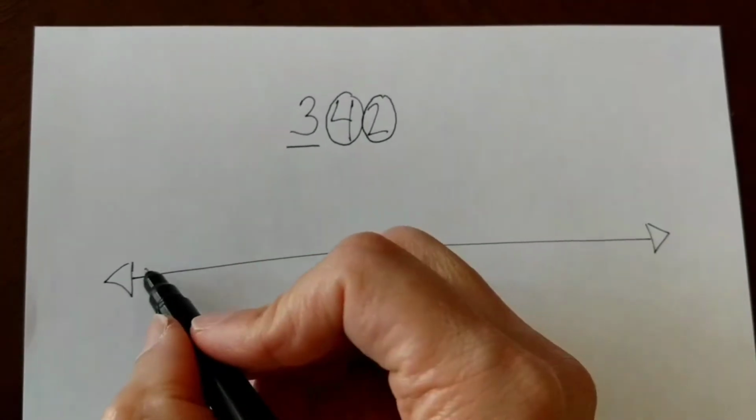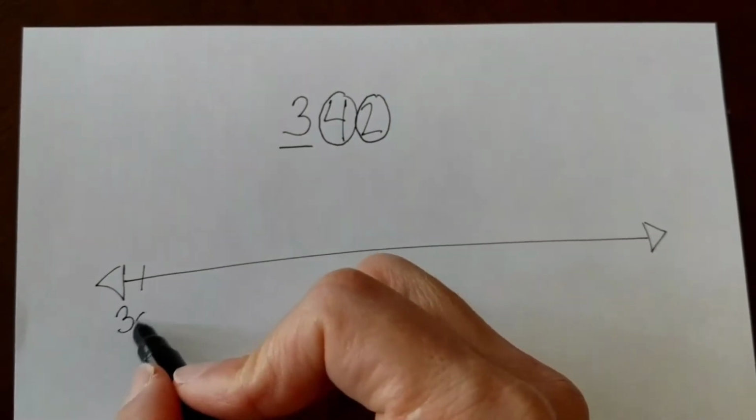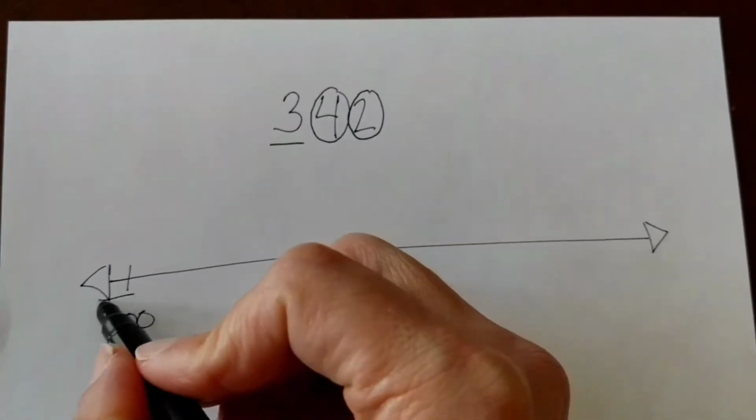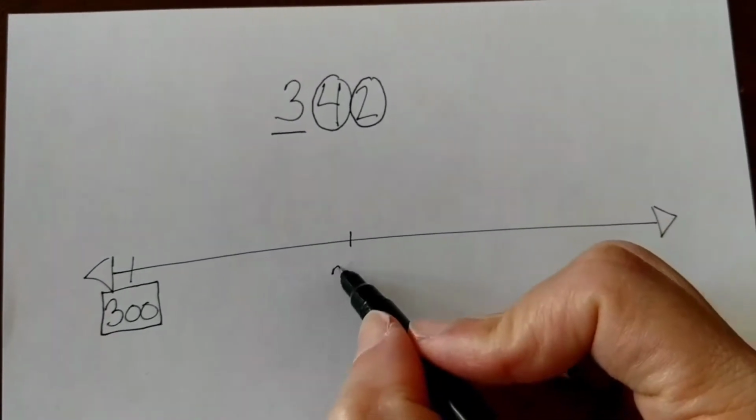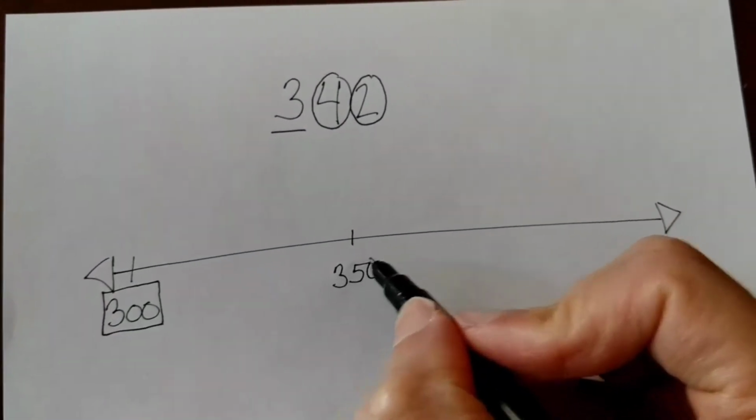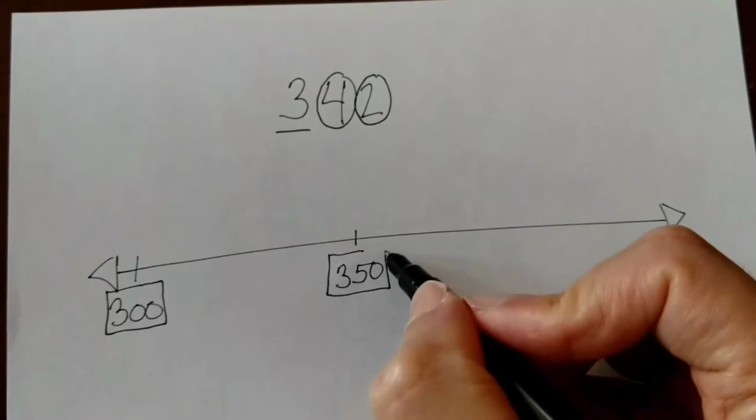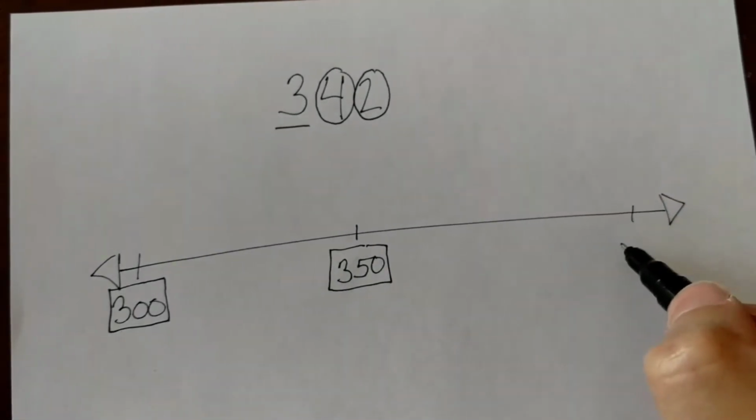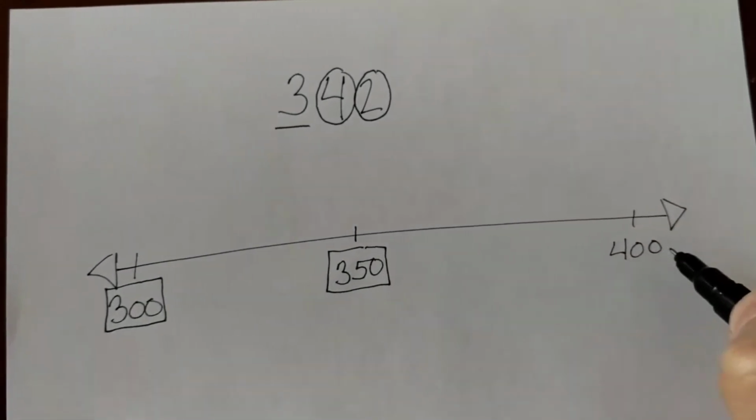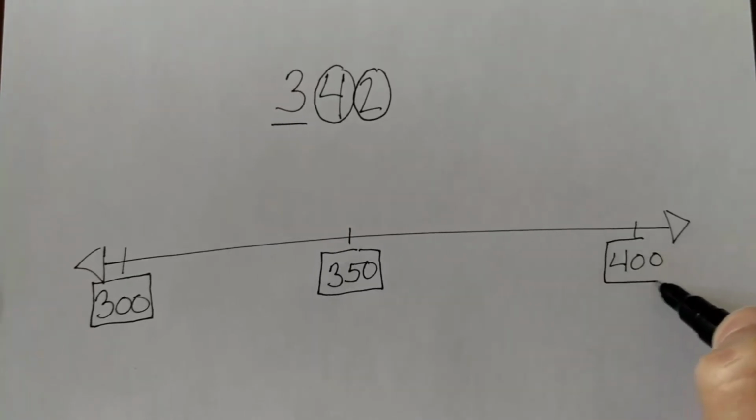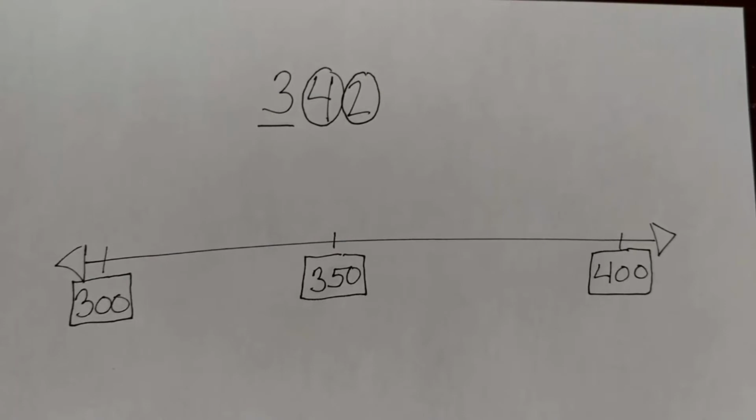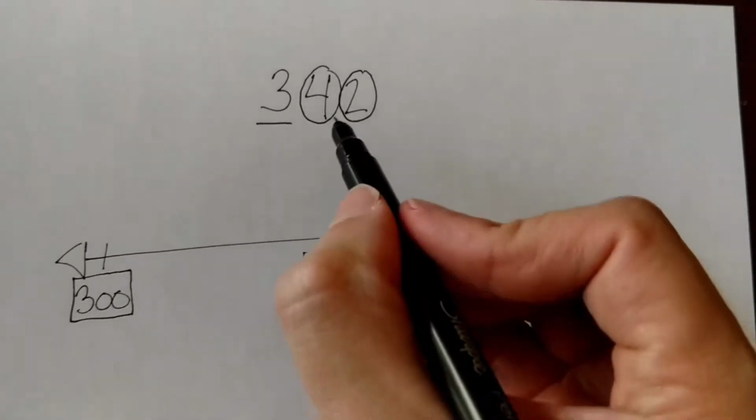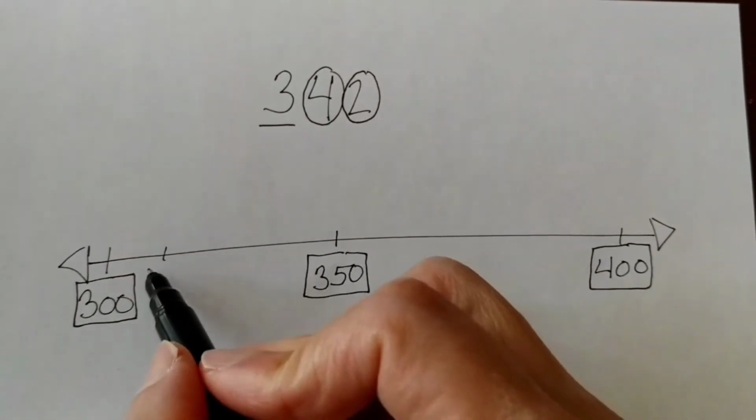Now you can see we have 300. That'll be our first endpoint. We're rounding to the hundreds place, so our midpoint is going to be 50 more than 300. And our final endpoint will be another 50 more. So our two endpoints are 300 and 400. The answer will be one of those two endpoints.